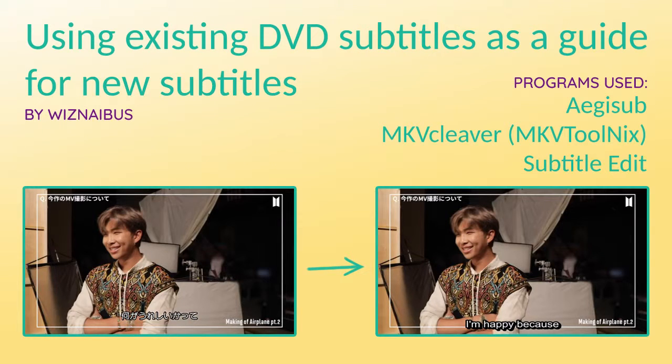The purpose of this tutorial is to learn how to use existing subtitles from a DVD as a guide to create additional subtitles for other languages. In this example, we have a DVD track with Korean audio and Japanese subtitles. I am going to create a second subtitle track in English by using the timing from the existing Japanese subtitles.